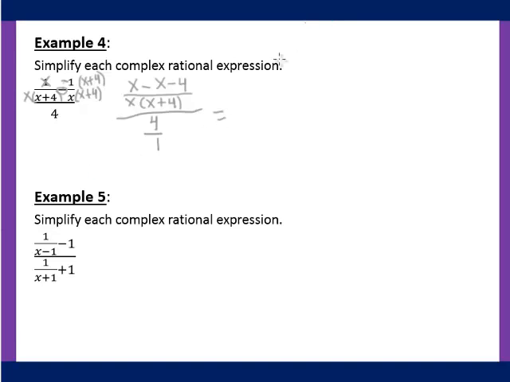So that gives us, on top here, x minus x cancels. And so we have negative 4 over x times x plus 4 divided by 4 over 1, so we can multiply by 1 over 4. The 4's cancel here because they're just 4's by themselves, and so that gives us negative, from this negative, 1 over x times x plus 4.